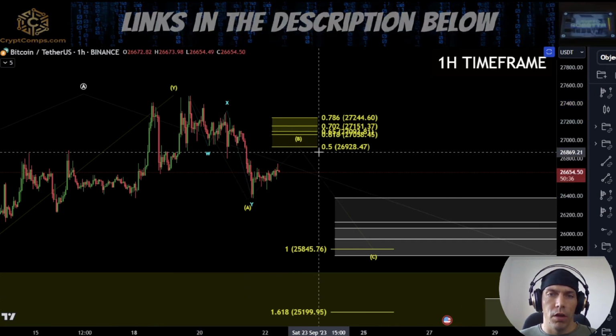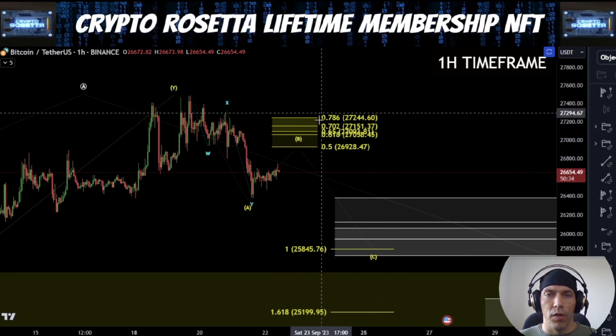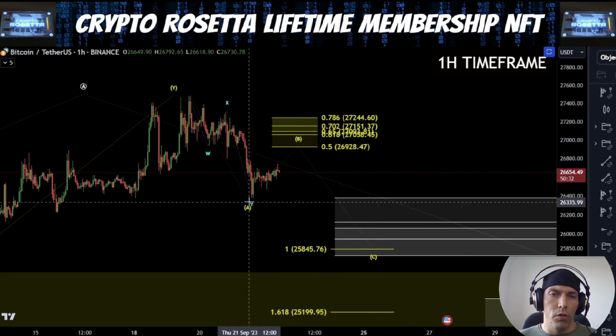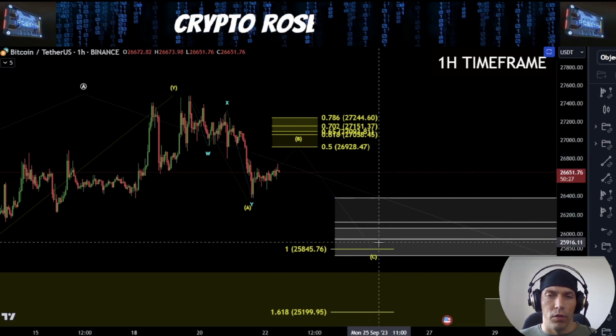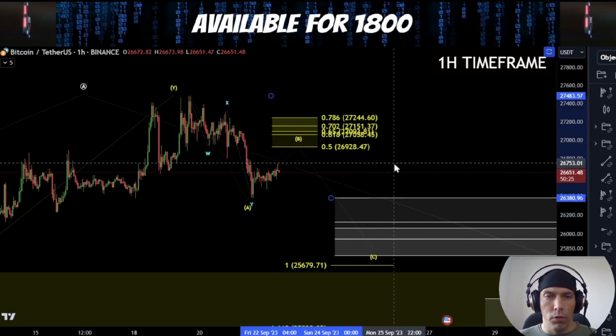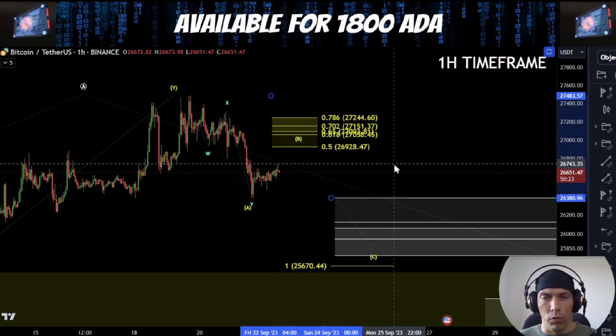Now, the most common target area for this is between this 50% and the 786. But if we do see this fall short, we could actually be looking for this C wave to the downside from where we currently are. If we do see something like this, this would push that one-to-one level down towards that 25,670.